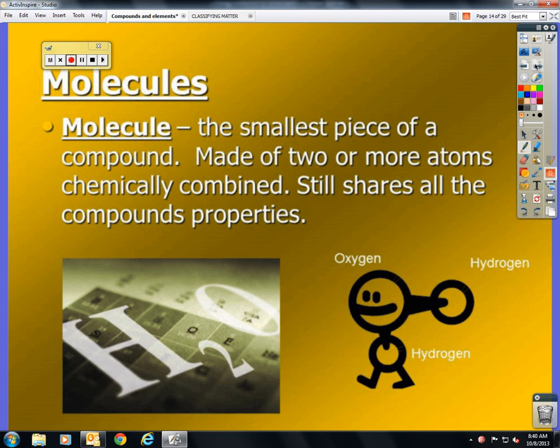Alright, a molecule, the smallest piece of a compound. It's made of 2 or more atoms that are chemically combined. It still has all the same properties. This is like the example we just used with water. So just remember, elements break down into atoms, compounds break down into molecules.